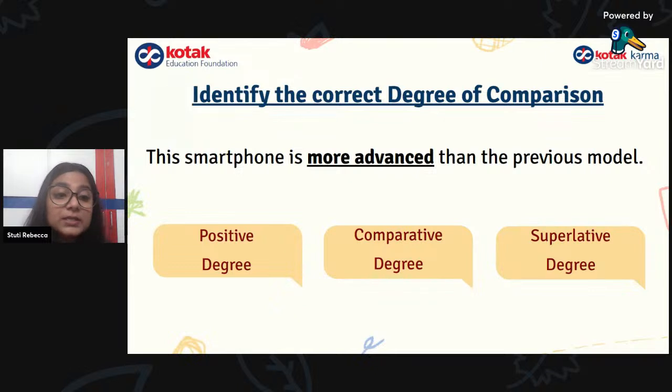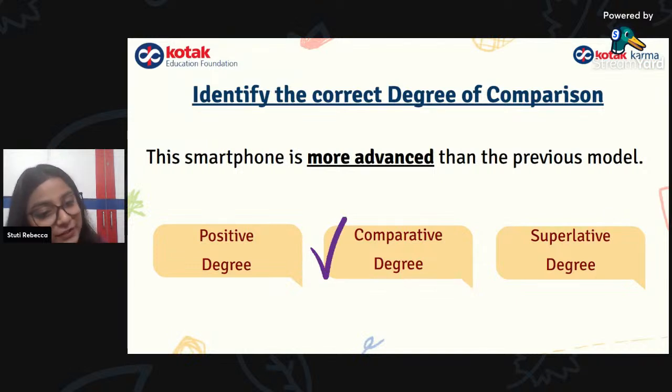This smartphone is more advanced than the previous model. Positive, comparative, or superlative degree? Keep on typing your answers. Absolutely right. It is comparative degree because we have more advanced in it, right?